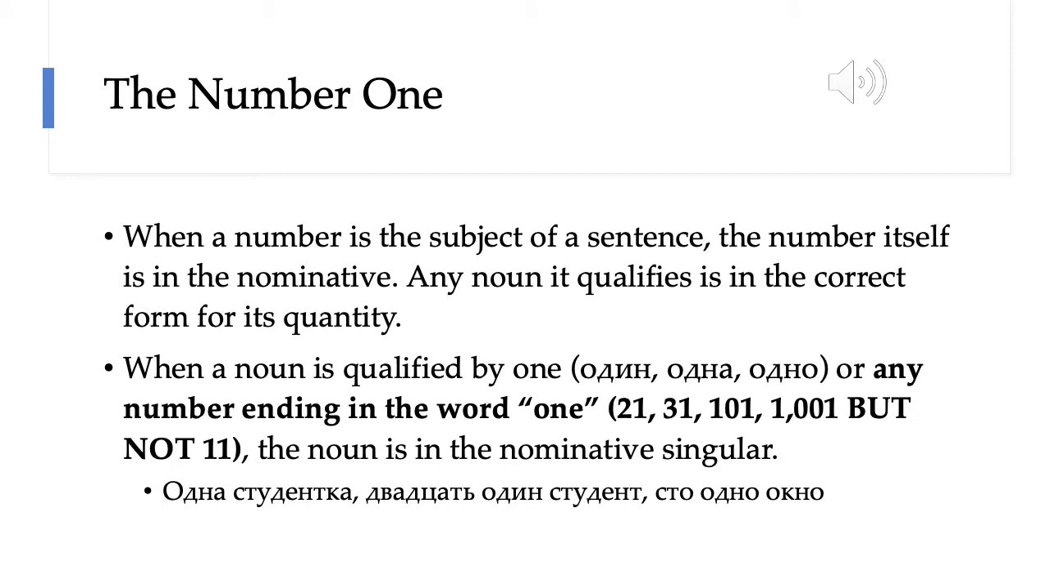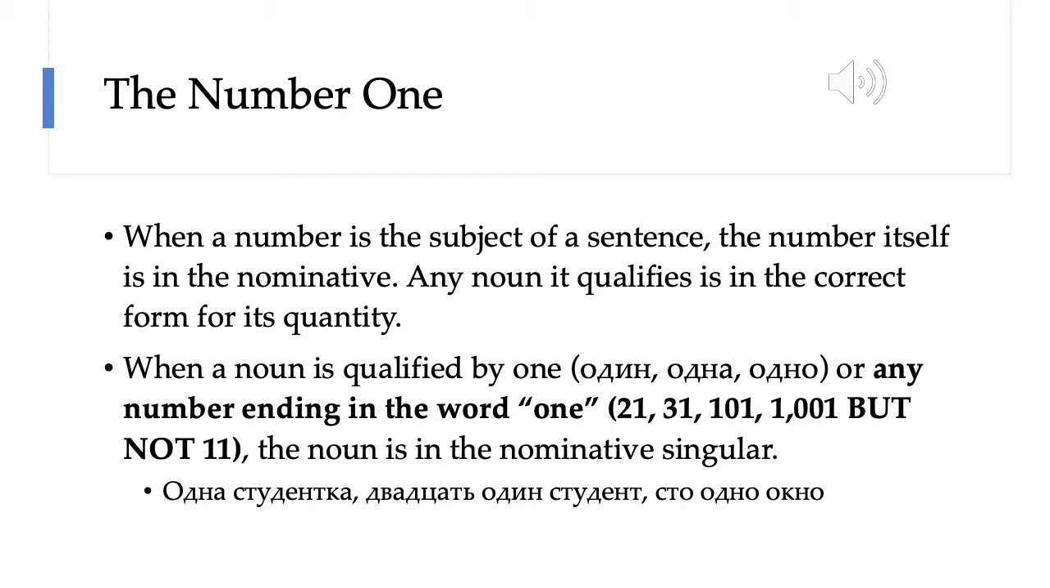So let's start off by saying that when a number is the subject of a sentence, the number itself is in the nominative, and any noun that it qualifies is in the correct form for its quantity. And that is the case regardless of what the number is. So it could be 1, it can be 2, it can be 5. The number itself will be in the nominative, and then the noun it qualifies will be in the correct form of the nominative or the genitive.